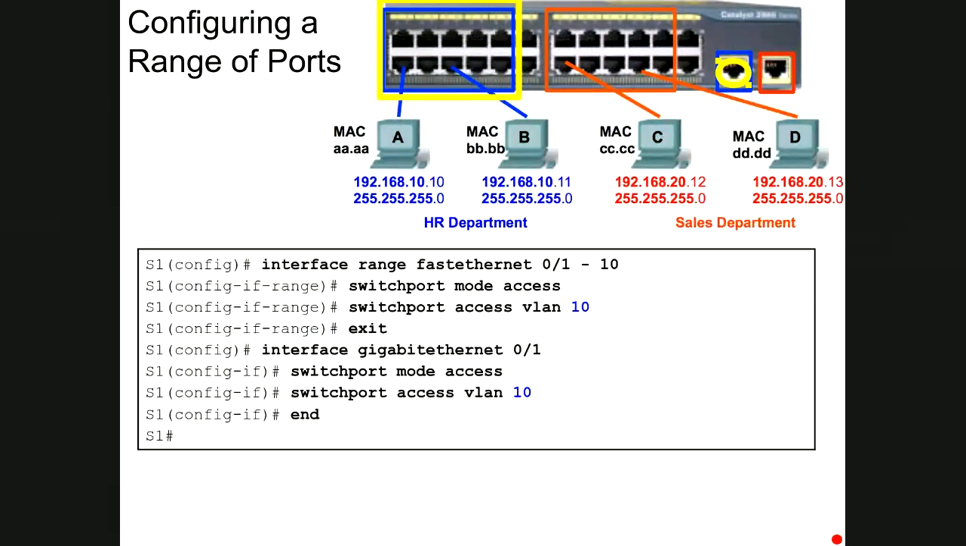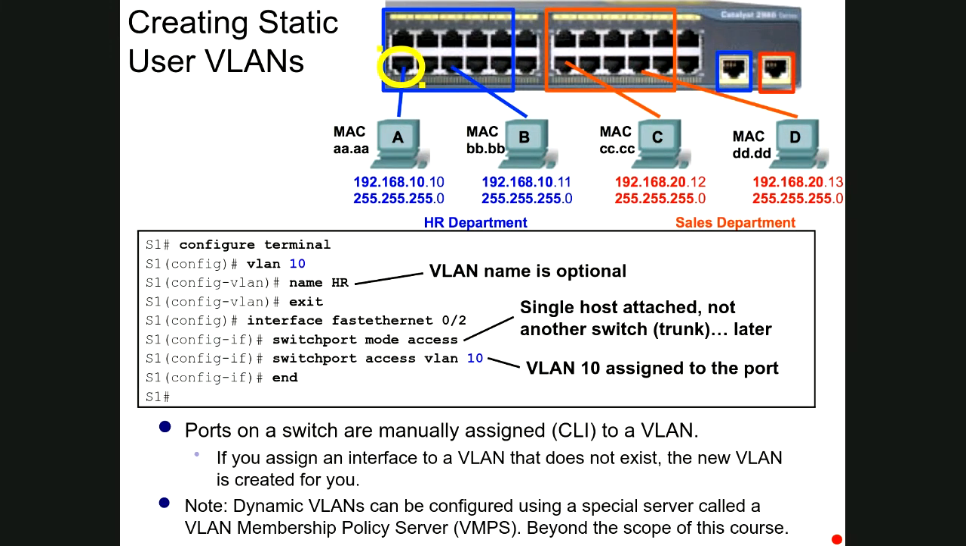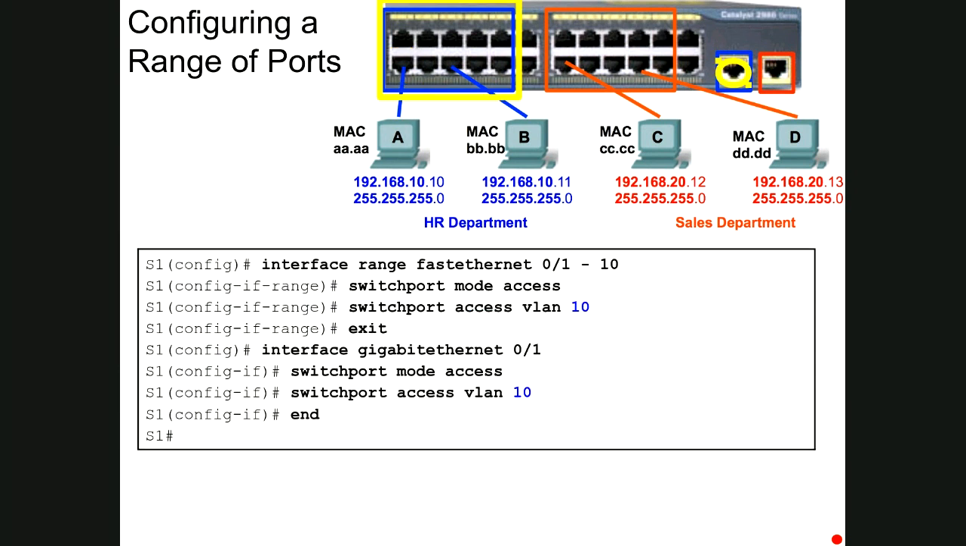Okay, now I'm going to assign ports 1 through 10 to the HR department, VLAN 10. Normally that would be kind of cumbersome. We'd have to go back and do these commands over and over and over again 10 times. But there's a feature on the Cisco switches where I can specify a range of ports, and it will do everything to all 10 of those ports with just one command.